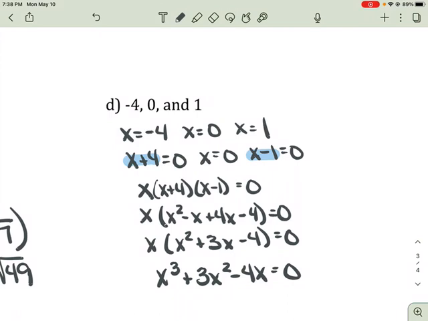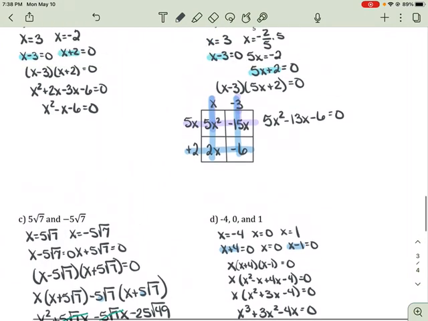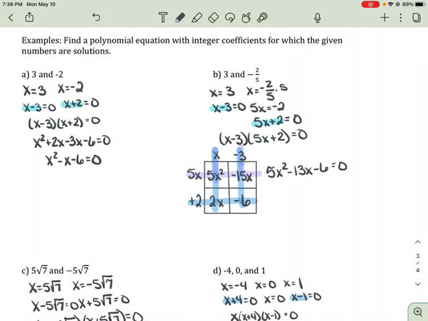Okay, you can always check your solutions by putting, let's say, I got x squared minus x minus 6. I can always put 3 in for x and see if I get 0, and negative 2 in for x to see if I get 0. So you can always check your solutions.